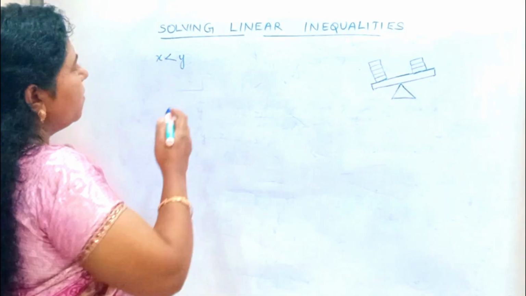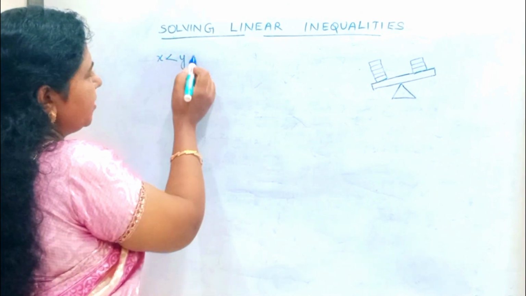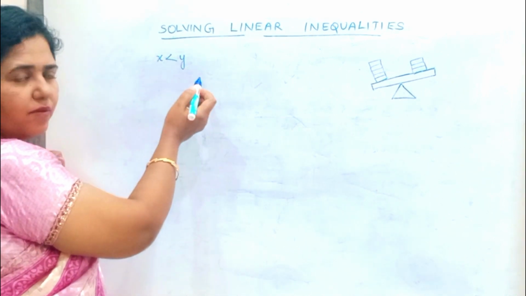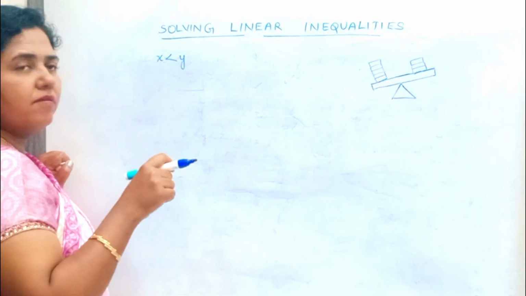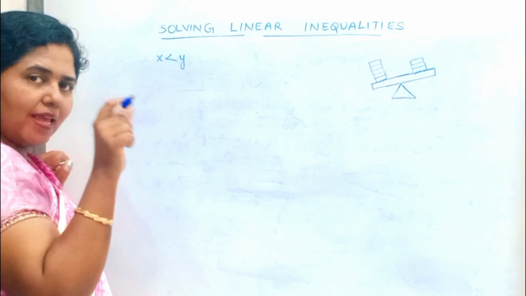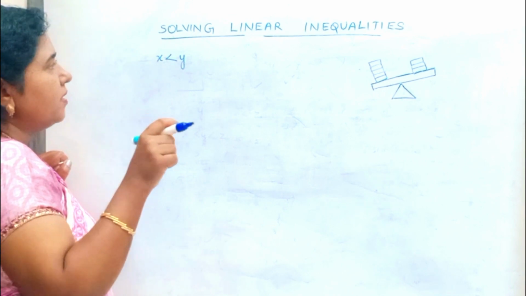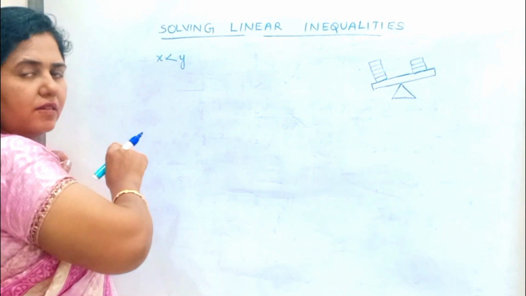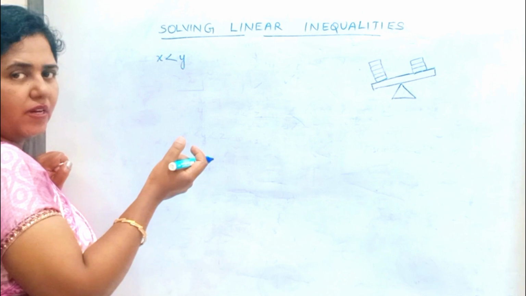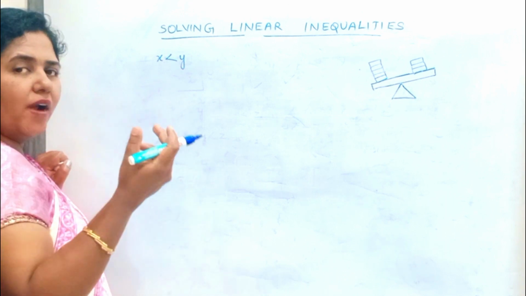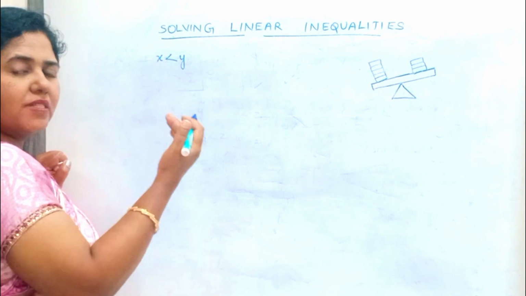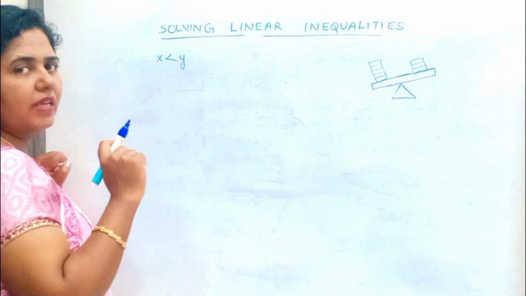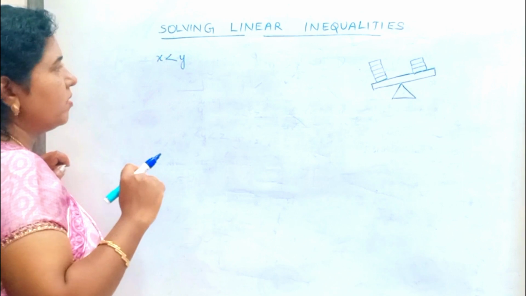Okay. So now let us consider this relation x is less than y. So now we can see what happens when we add the same value to the left hand side of the relation as well as to the right hand side of the relation. And we can see what happens when we subtract the same value from both the sides of the given relation or inequality. So we can analyze all these things.